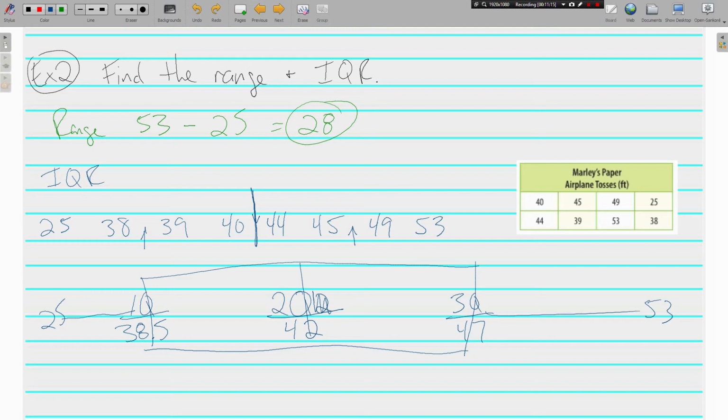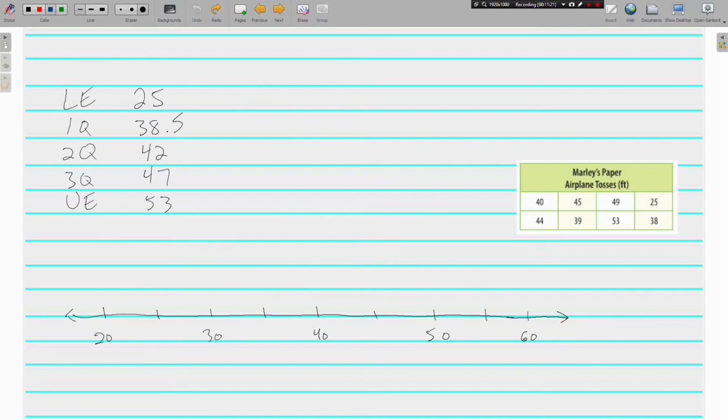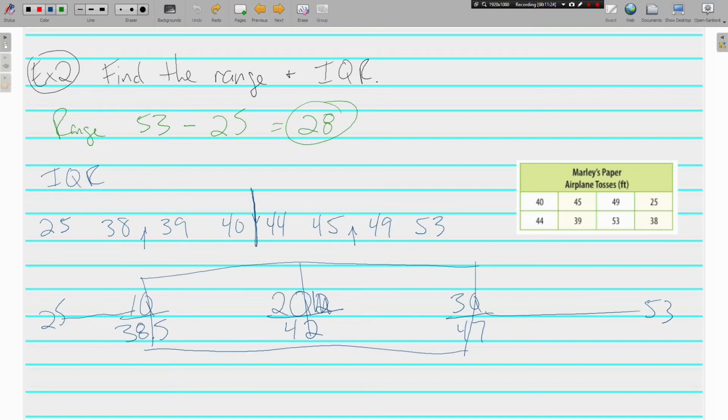Gosh, that's almost a box and whisker plot right there. Kind of ugly though. Let's clean it up. Oh, what did I forget? I forgot to find the interquartile range. Whoops. Third quartile, 47, minus the first quartile, which is 38.5. And what's that give us? Interquartile range is 8.5. 8.5 feet for the airplane tosses. And that means half of the data, the middle half of the data, only has a range of 8.5 feet.